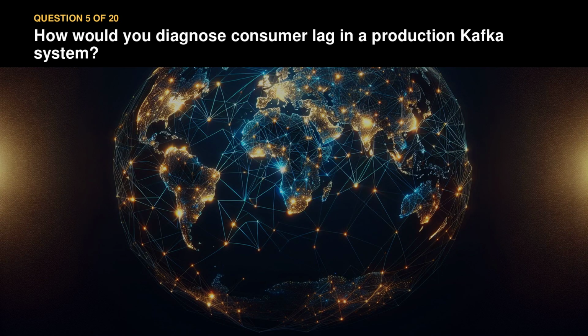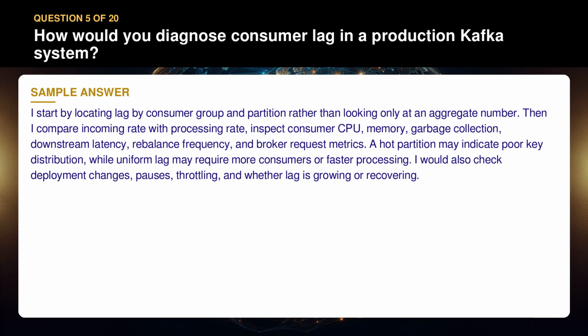Question 5. How would you diagnose consumer lag in a production Kafka system? I start by locating lag by consumer group and partition rather than looking only at an aggregate number. Then I compare incoming rate with processing rate, inspect consumer CPU, memory, garbage collection, downstream latency, rebalance frequency, and broker request metrics. A hot partition may indicate poor key distribution, while uniform lag may require more consumers or faster processing. I would also check deployment changes, pauses, throttling, and whether lag is growing or recovering.